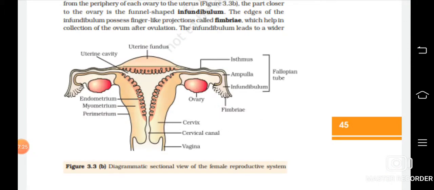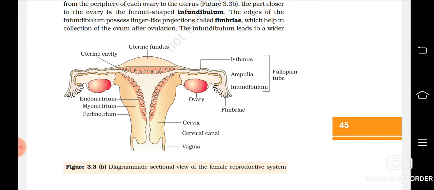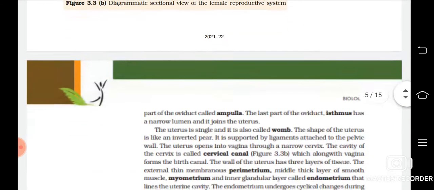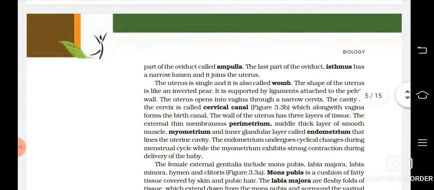So the fallopian tube has different parts: infundibulum, ampulla, and isthmus. And the isthmus joins to the uterus. The uterus is also known as the womb, and its shape is like an inverted pear. I already told you it is supported by ligaments, and these ligaments are attached to the pelvic wall, the body wall.